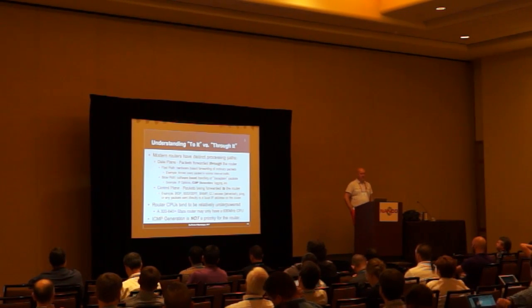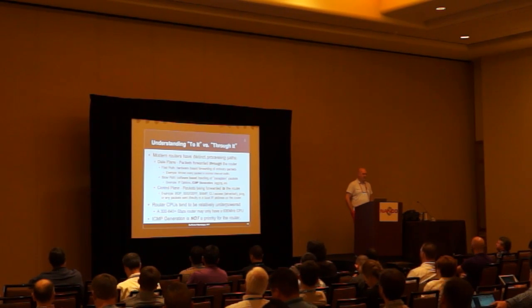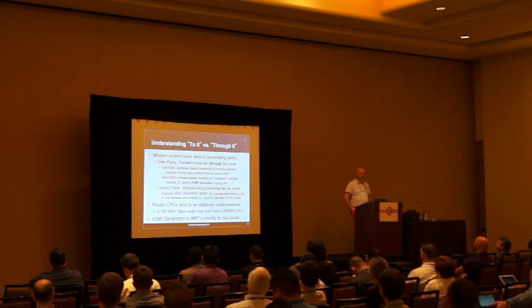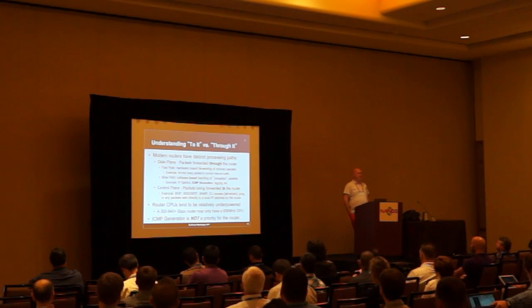And then the control plane is traffic that's actually being forwarded to the router. This is completely different than traffic that goes through it. Some examples of that are your routing protocols, your BGP, your IS-IS, your OSPF, your SNMP, your CLI, when you telnet and SSH to the box, when you ping the box itself, when you ping from the box, when you ping to it. Anything that goes to an IP address that is actually configured on the router.